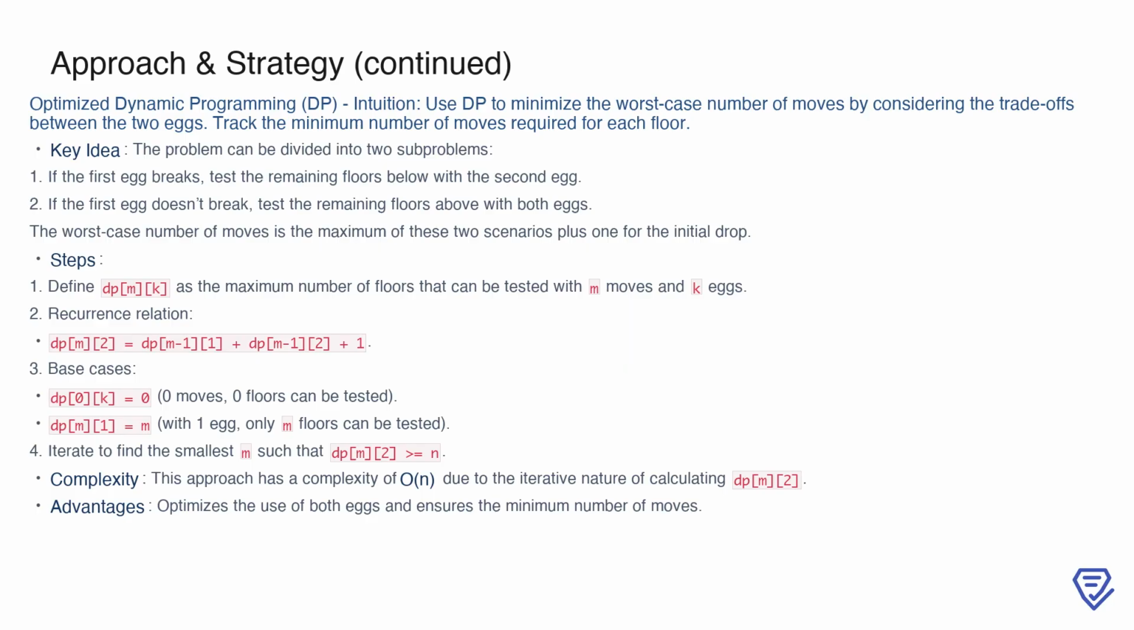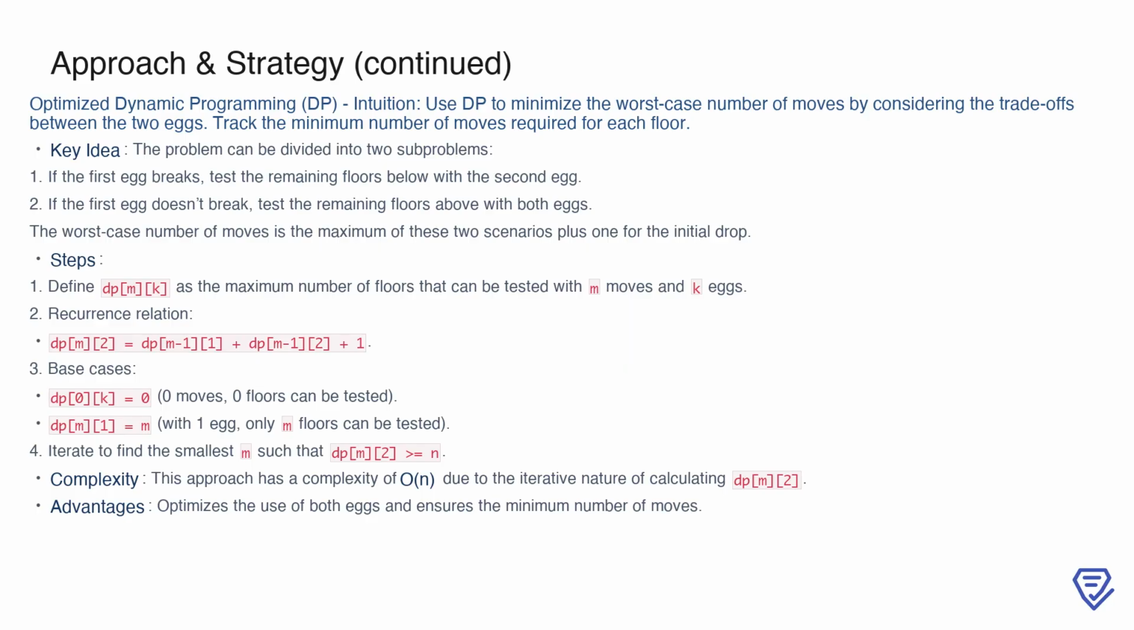To achieve this, we define a DP table where DP[M][K] represents the maximum number of floors that can be tested with M moves and K eggs. Using the recurrence relation DP[M][2] = DP[M-1][1] + DP[M-1][2] + 1, we iteratively calculate the minimum number of moves required to test all N floors.